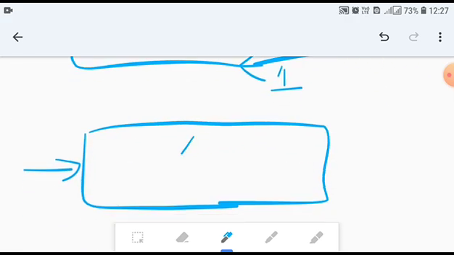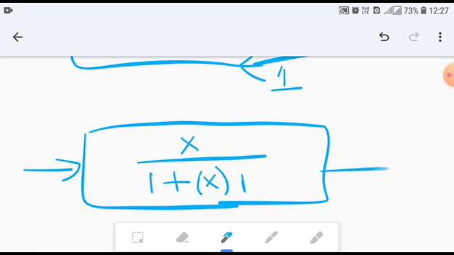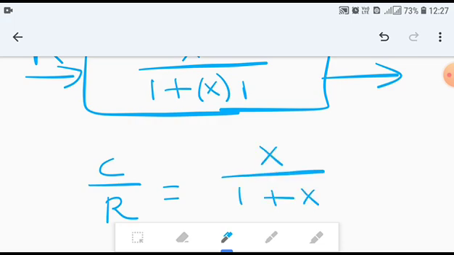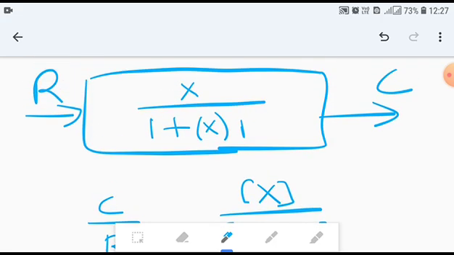So we write it as X by 1 plus X into 1, right, G by 1 plus G into 1. So in place of G here we have X, so we write it as X by 1 plus X into 1. This is C output. So finally we get C by R, output by input, is nothing but X by 1 plus X. This will be the final, but here you have to substitute what is X.